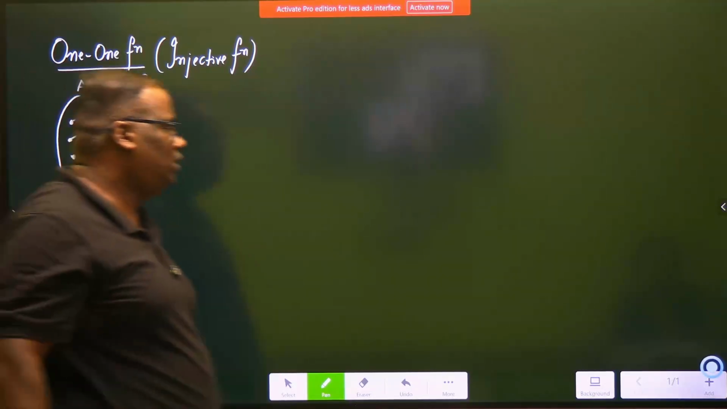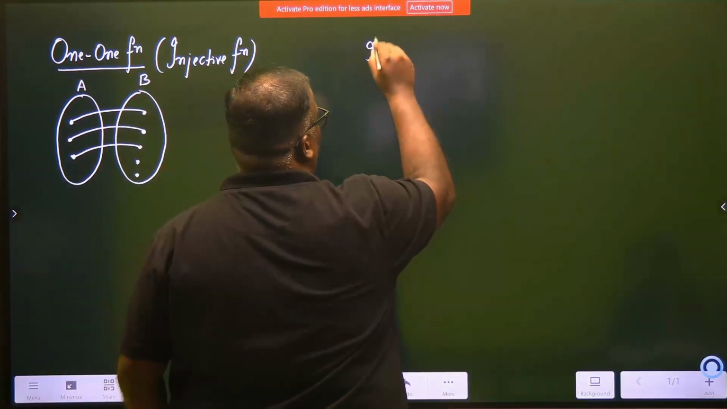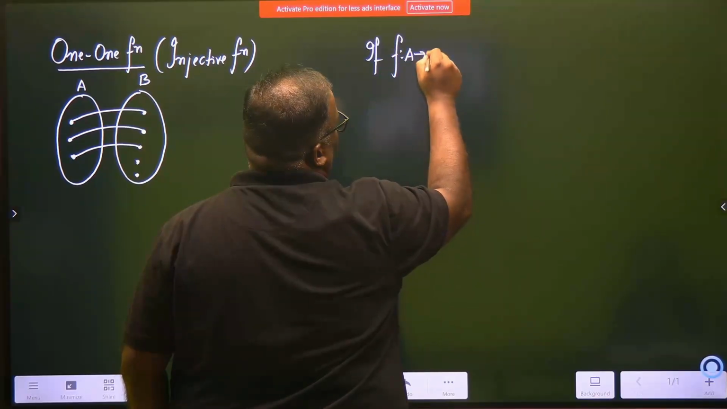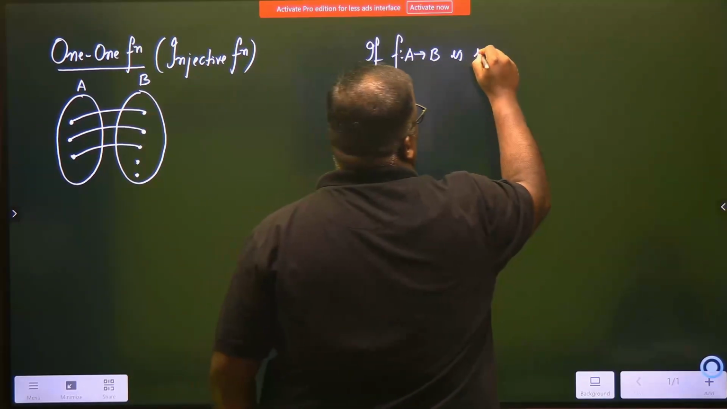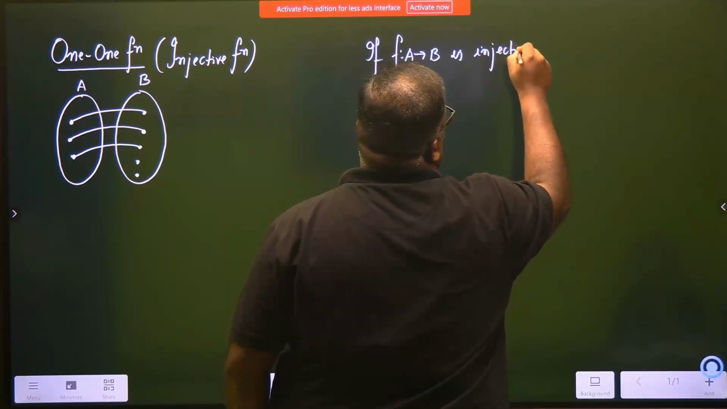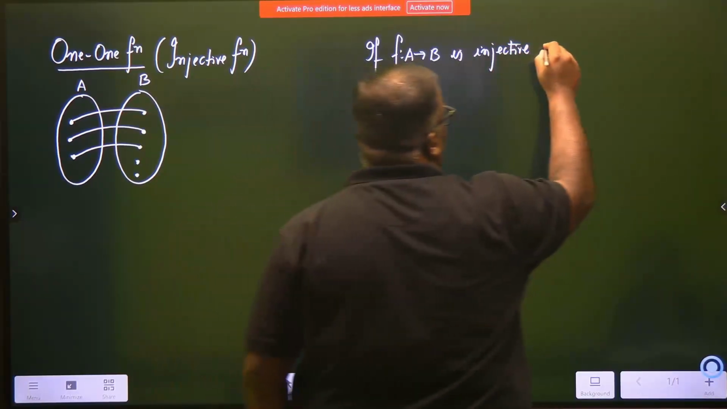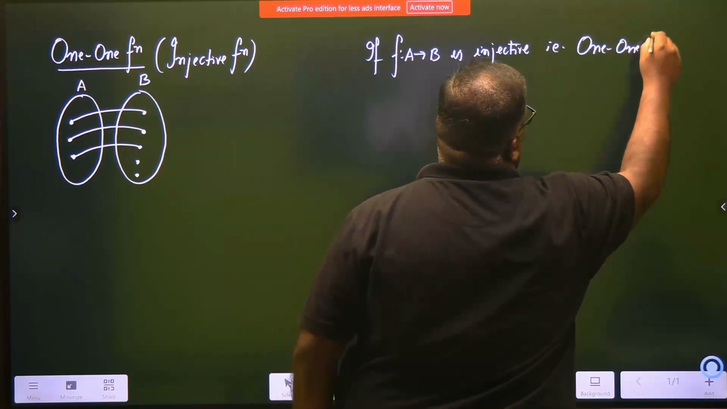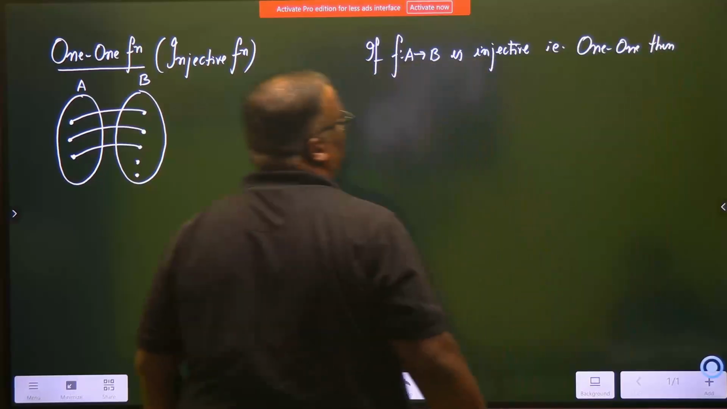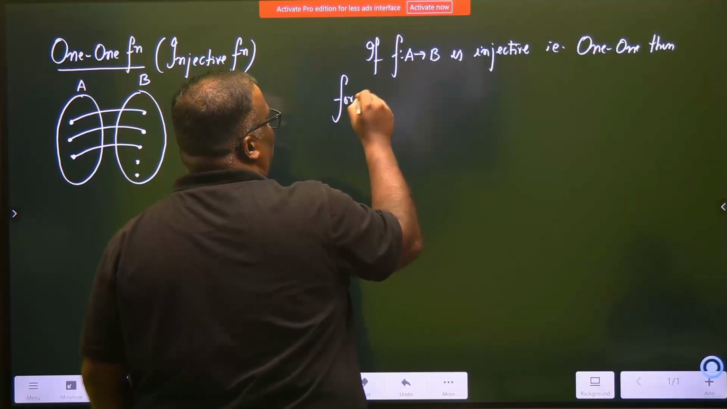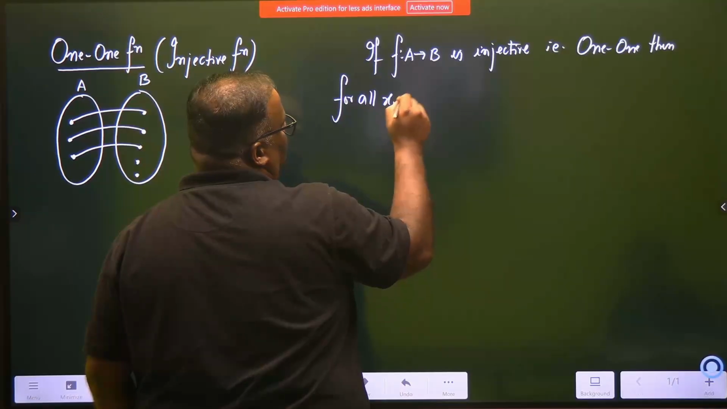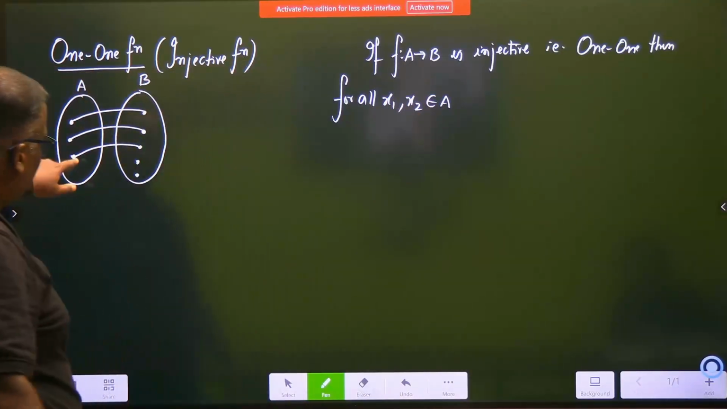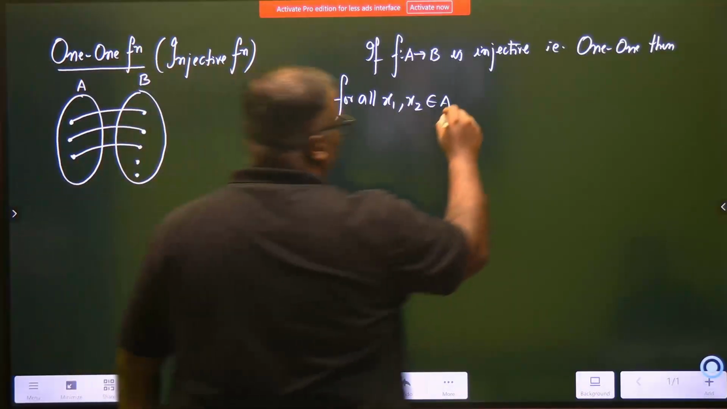And the language for this, we say, if a function f which is mapped from A to B is injective, okay, and we'll do some problems straight away now, injective stands for one-one. Then we say for all x1 and x2 that belong to A, right?